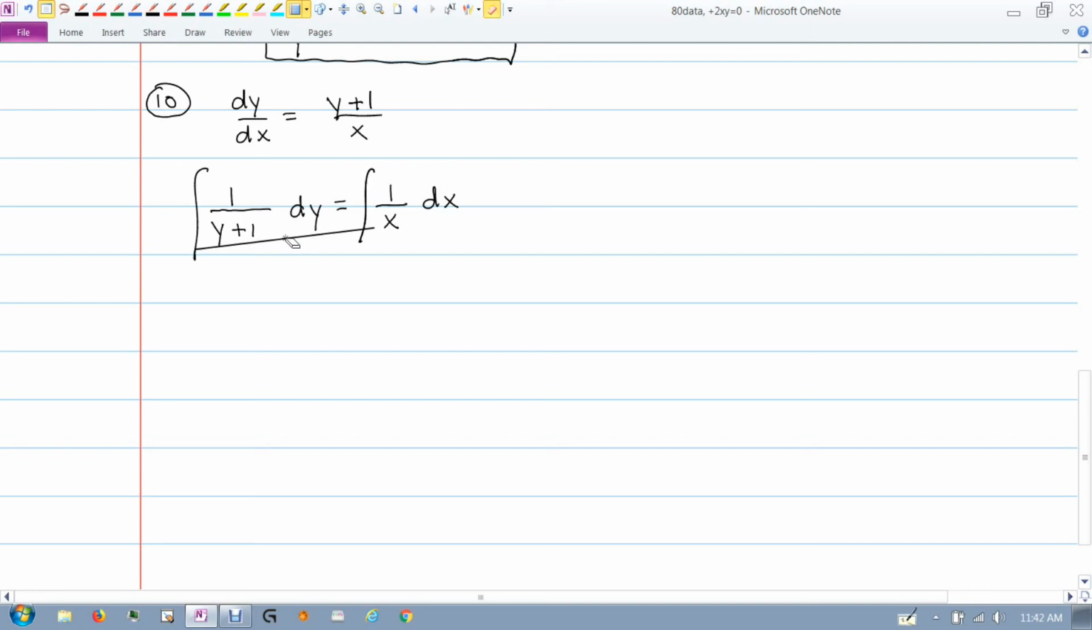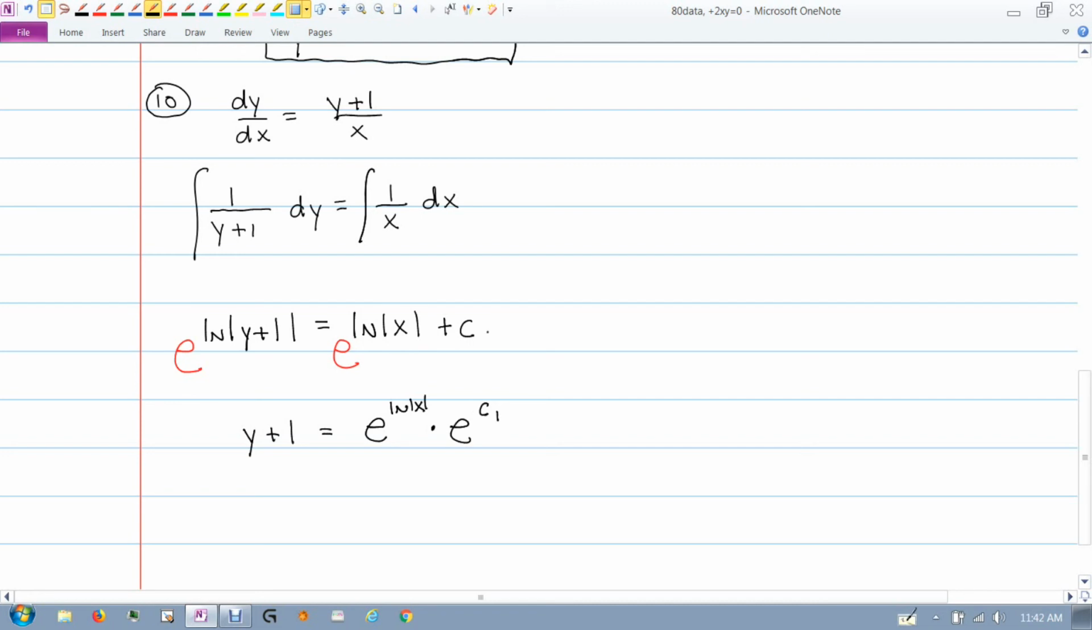Okay, on the left side we have a little bit of a substitution, but I think it can be done mentally. This is just going to be natural log of y plus 1. And then equals, we've seen this before, natural log of x plus some constant. Now we're going to do e on both sides, so let's just cheat a little bit. E to that, and then that's going to give me just y plus 1 over here. On the right hand side I've got e to the natural log of x, and then times e to the c. And I'll do my c1 again, and then I'll switch it to c in a second.